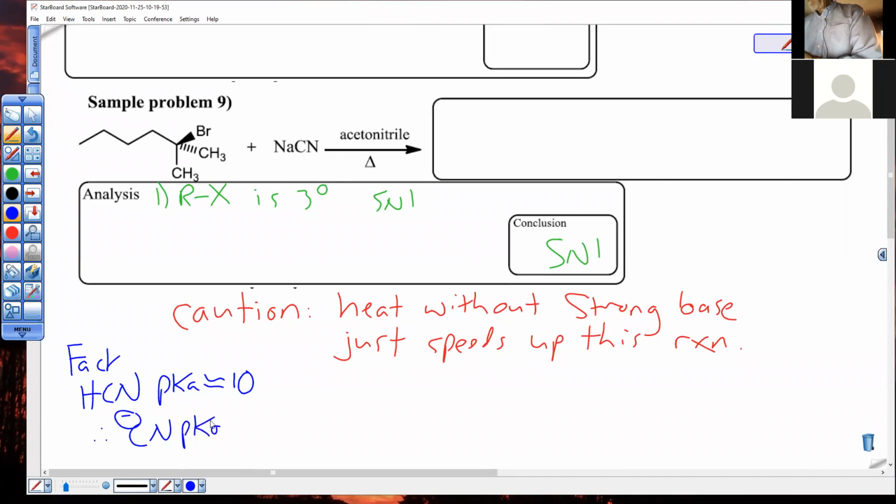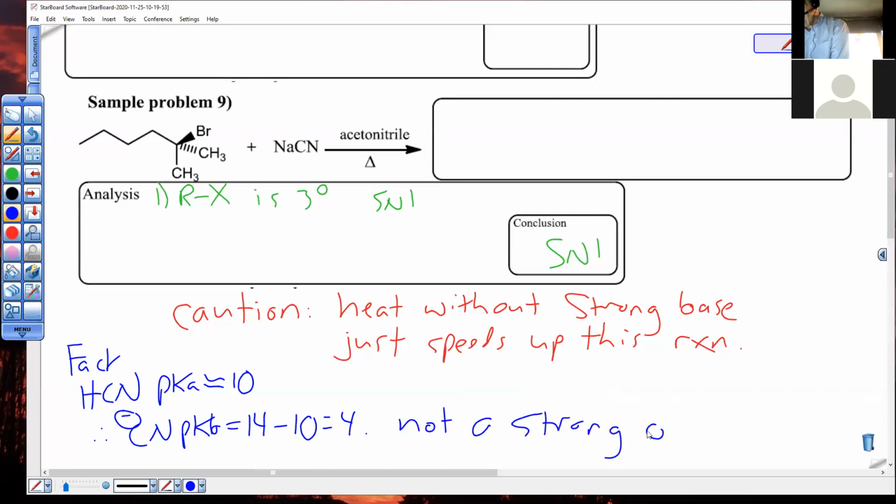Good review exercise. What do you got for pKb? I'll give you 2 seconds. Take a tea break. I got 14 minus 10. What's that? That's 4. Is that negative? 4? Not a strong base. Okay, so you're not doing E2.